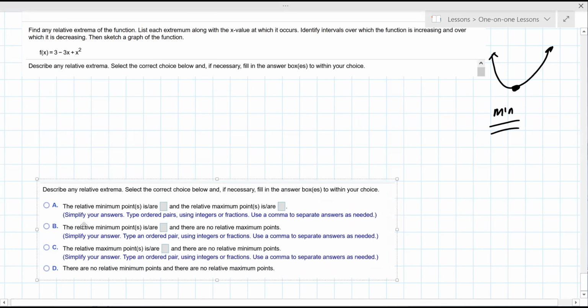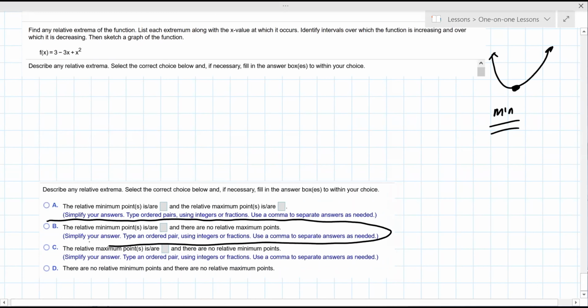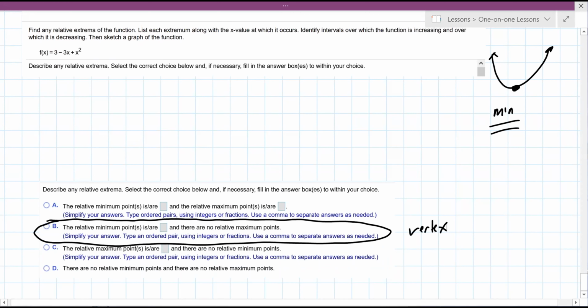The relative minimum. Yes, so it is, and you've got to read these very carefully. It's B here. The relative minimum points are, and you're finding the vertex. Okay. Second calc, minimum. I found, yeah. Okay, so x is 1.5 and y is 0.75. Great. So the relative minimum points are 1.5, comma 0.75. That's what it's looking for there.